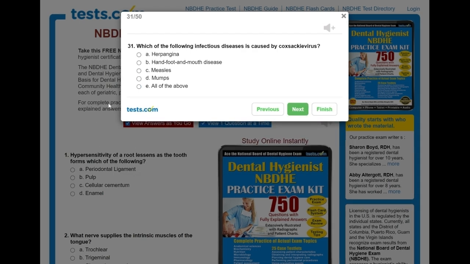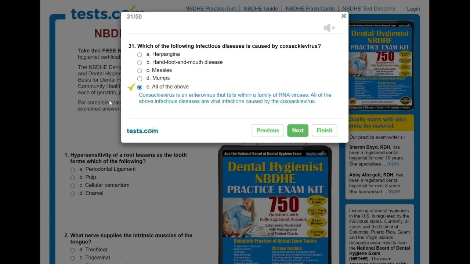Question 31. Which of the following infectious diseases is caused by Coxsackie virus? A. Herpangina. B. Hand, foot, and mouth disease. C. Measles. D. Mumps. E. All of the above. E. All of the above. Coxsackie virus is an enterovirus that falls within a family of RNA viruses. All of the above infectious diseases are viral infections caused by Coxsackie virus.